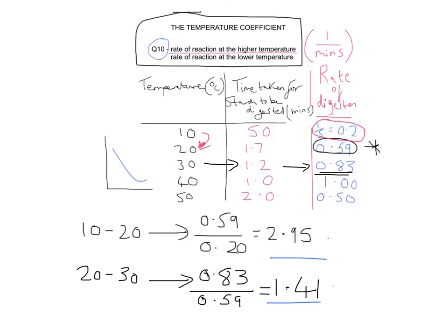But that's how you work out the temperature coefficient, or what is known as Q10, using the equation: rate of reaction at higher temperature divided by the rate of reaction at the lower temperature.